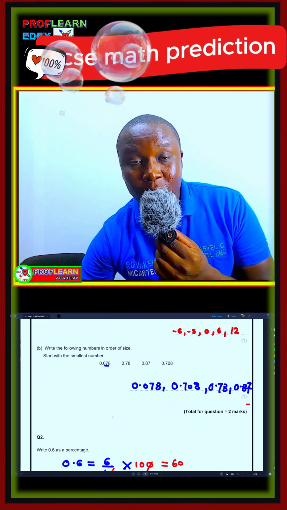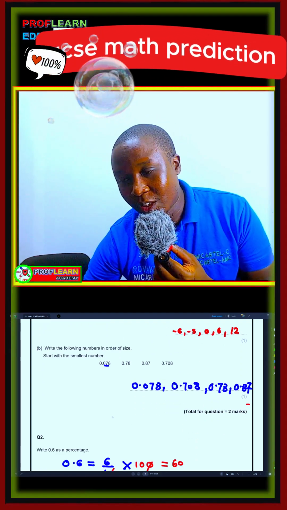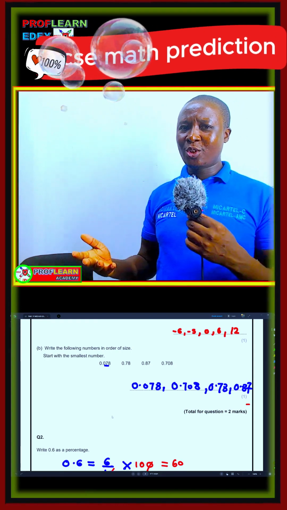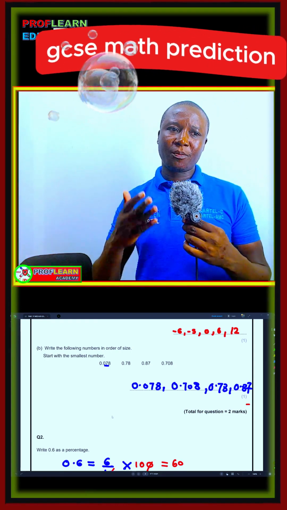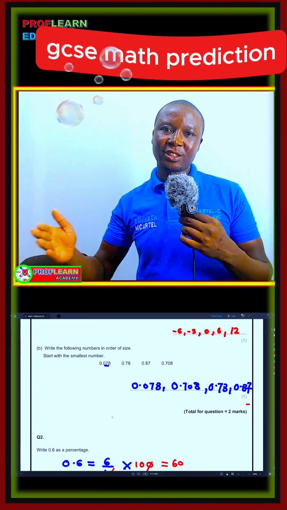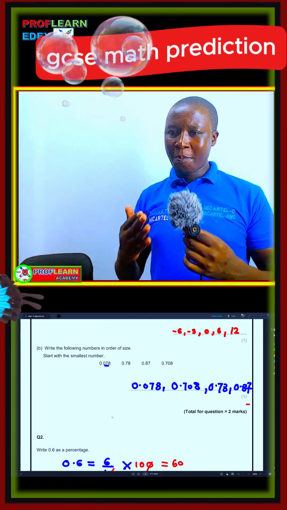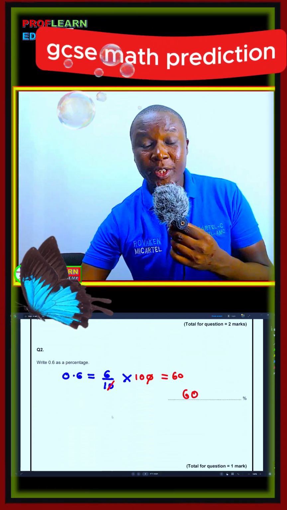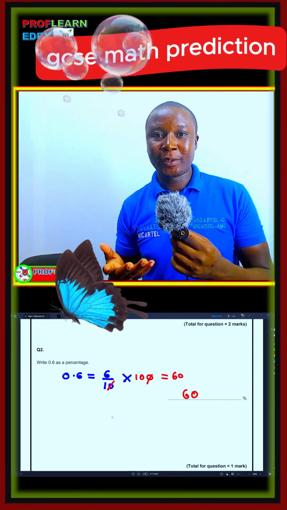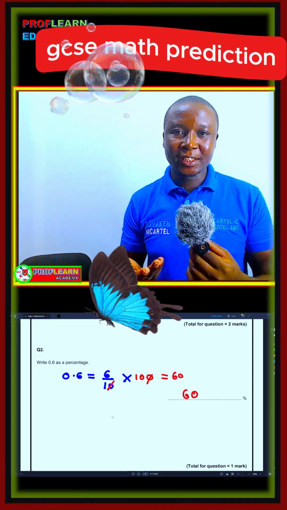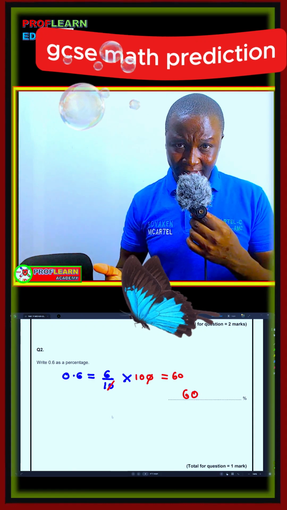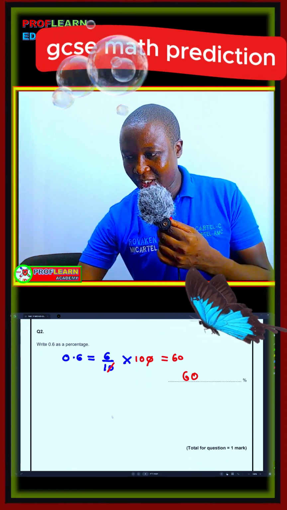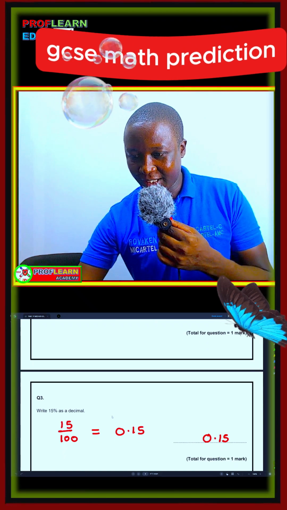You can also be given questions with decimals, and you are supposed to arrange these numbers in ascending order or descending order. Ascending order means from the smallest to the largest. Descending is from the largest to the smallest. You need to know that. You also need to know how to express decimals as percentages, percentages as decimals, and percentages as fractions. Take note of that.